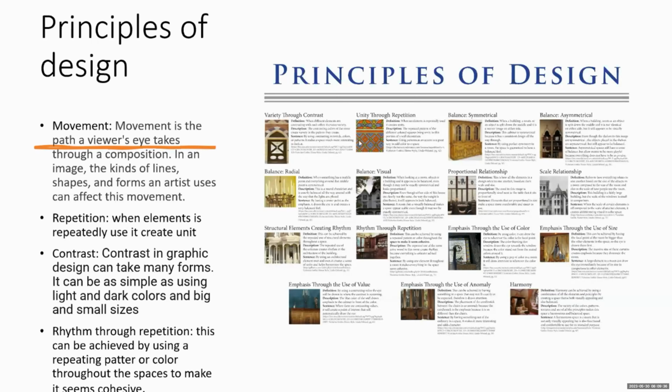The principle of design: movement. Movement is the path the viewer's eye takes through the composition, and in an image, the kinds of lines, shapes, and forms artists use can affect this movement. Repetition: one element is repeatedly used to create units. Contrast, in a graphic design, can take many forms and can be as simple as using light and dark colors and a big and a small size. Rhythm can be achieved by using repetition, pattern, or color throughout the space to make scenes cohesive.